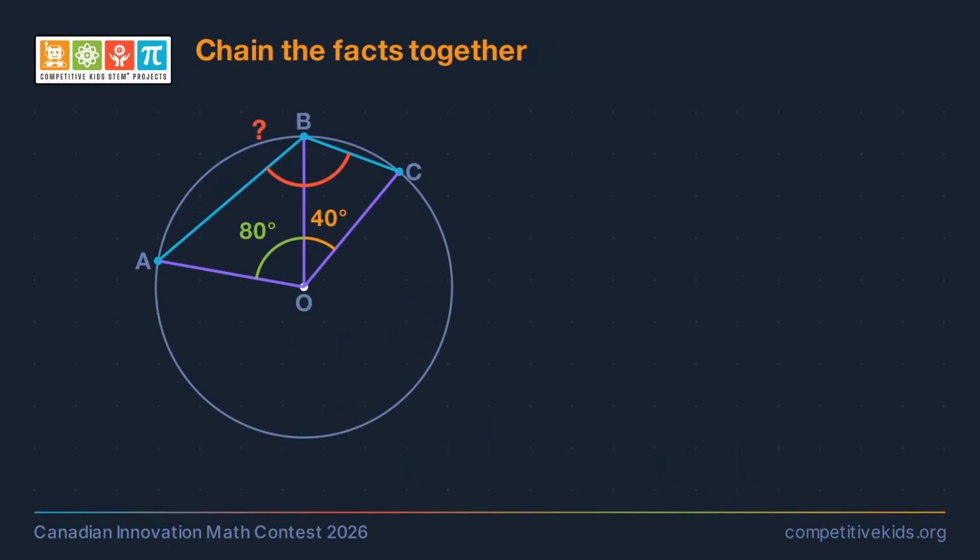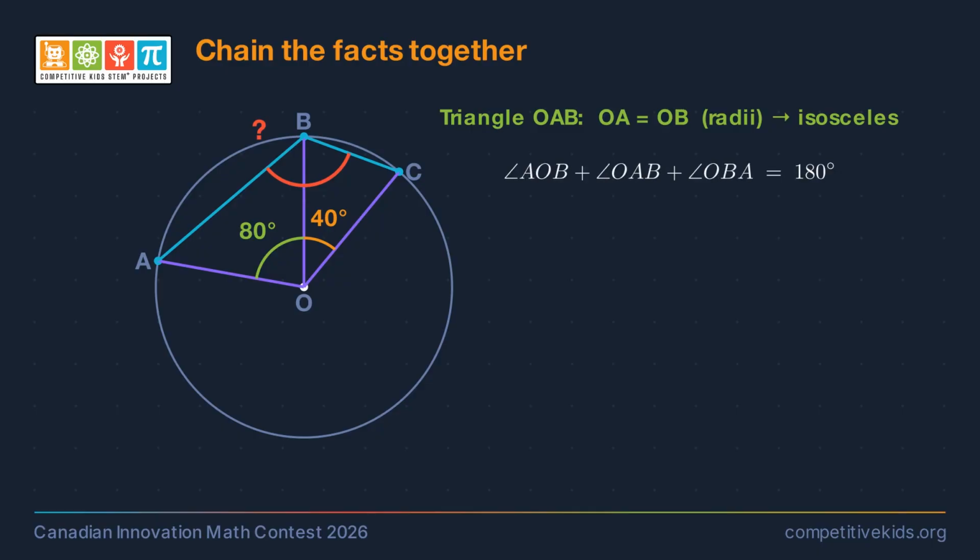Let us chain the facts together. Start with triangle OAB. The sides OA and OB are both radii, so they are equal. That makes triangle OAB isosceles. The two base angles of an isosceles triangle are equal. The three angles in any triangle add to 180. We know the top angle is 80, so the two base angles share what is left. 180 minus 80 is 100. Split that in two. Each base angle is 50 degrees, so the angle OBA is 50 degrees.